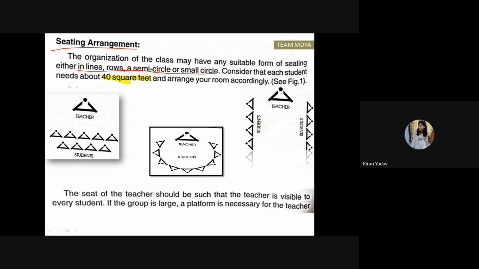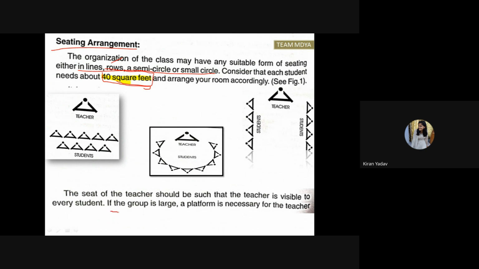Okay. So as you can see in the picture, in all of these three pictures, the teacher is clearly visible to the students and students can clearly see the teacher. Now, consider that each student needs about, important, 40 square feet and arrange your room accordingly. So how much space does one student need? 40 square feet.